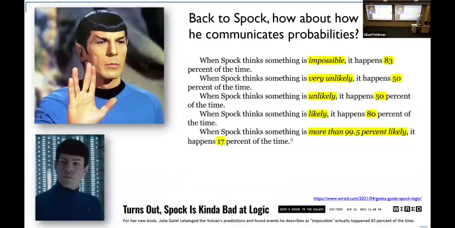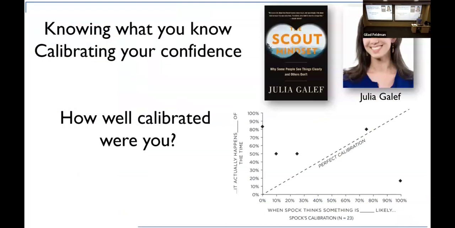So here's an analysis of what Spock does in the Star Trek series. She made this analysis that when Spock thinks that something is impossible, it happens 83% of the time. When Spock thinks that something is very unlikely, it happens 50% of the time. When Spock thinks that something is unlikely, 50% of the time, and so forth. And now you can see that after she wrote this book and came out with this, a lot of geeks like me were very excited about somebody analyzing Spock in order to see whether he's a good forecaster or not.